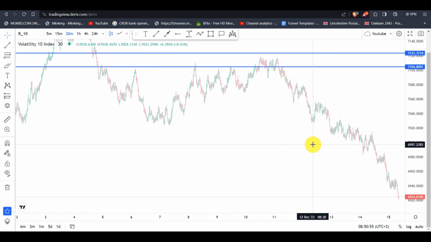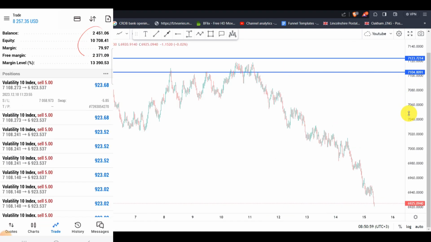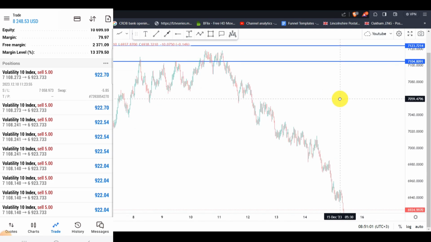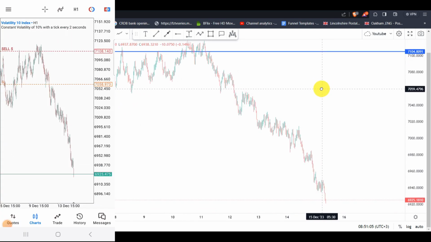Now in this video I'm going to show you how we were able to get this $2,000 account to a $10,000 account, and this trade is continuously running till now, and this is the volatility index.